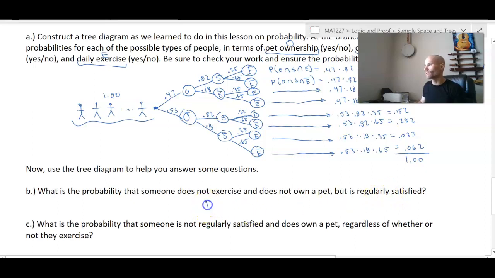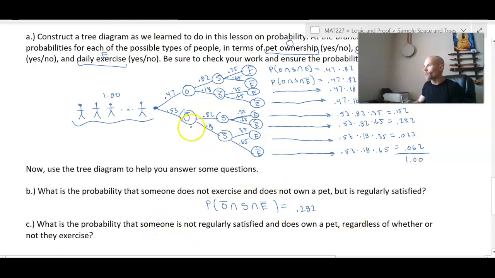So let me construct this in terms of O, S, and E. Does not own a pet, so that's O complement, and is regularly satisfied, so S, and does not exercise, which is E complement. So we want to know what percentage of people qualify as that, so we'll follow the chain. That would be people who would walk down, and then they would walk up to S, and then they would walk down to E complement, and so that's going to be 28.2% of people.